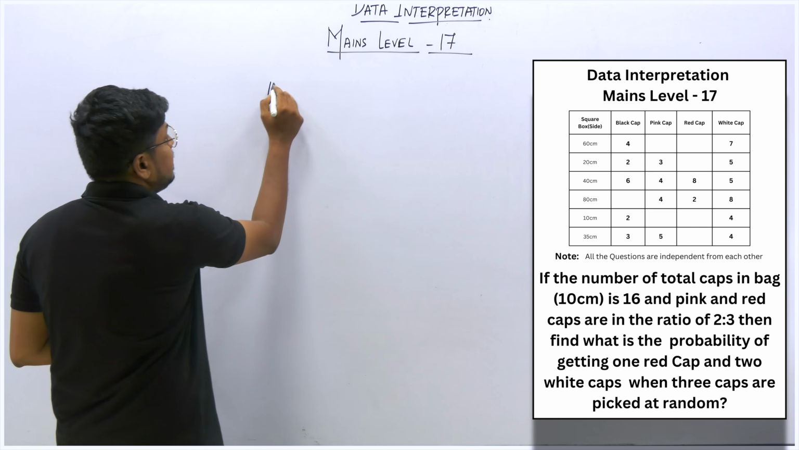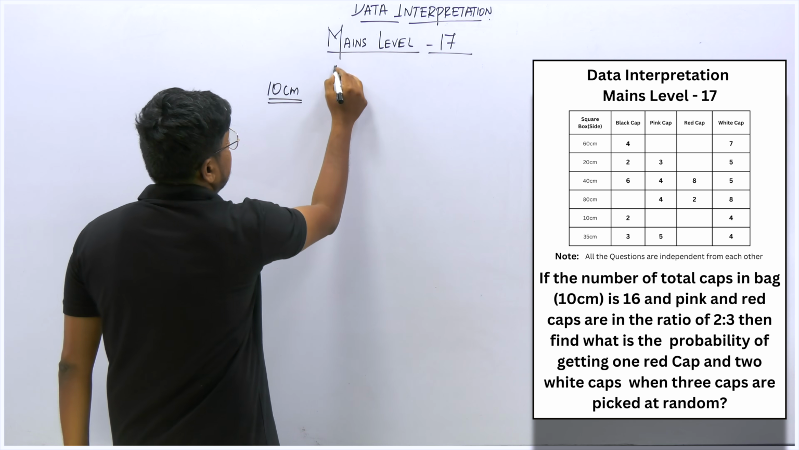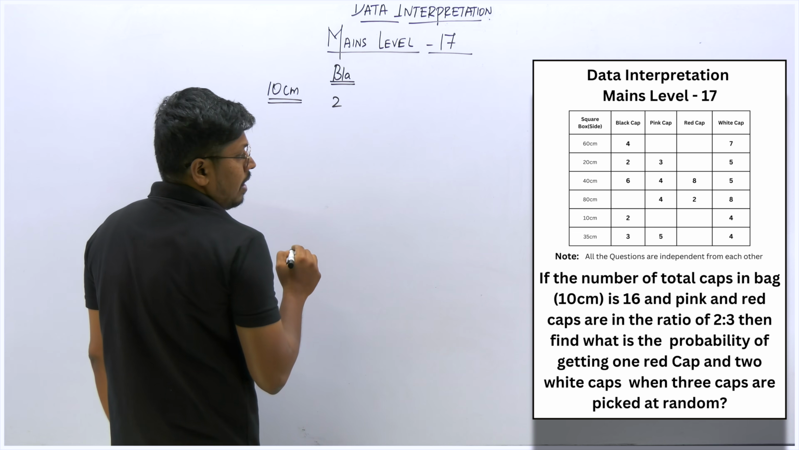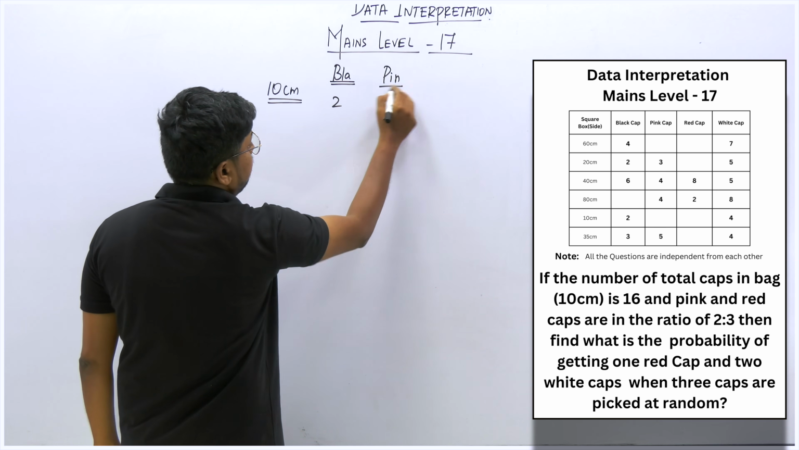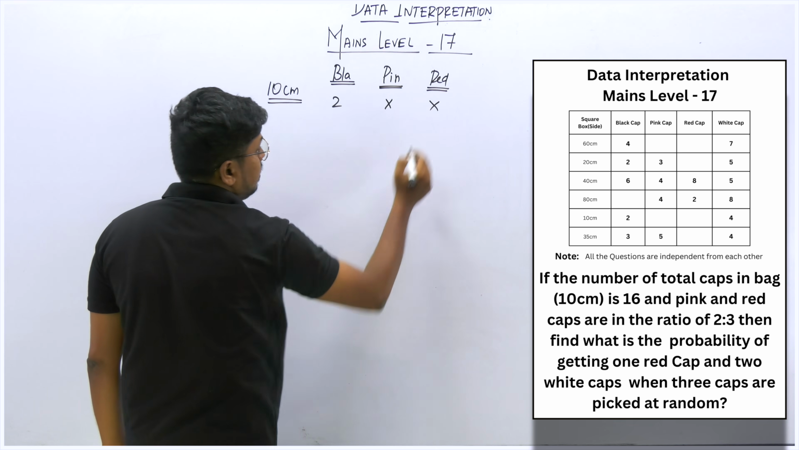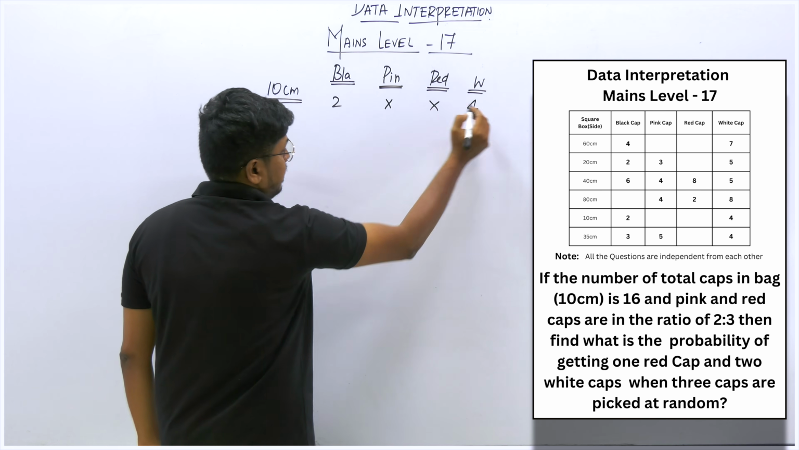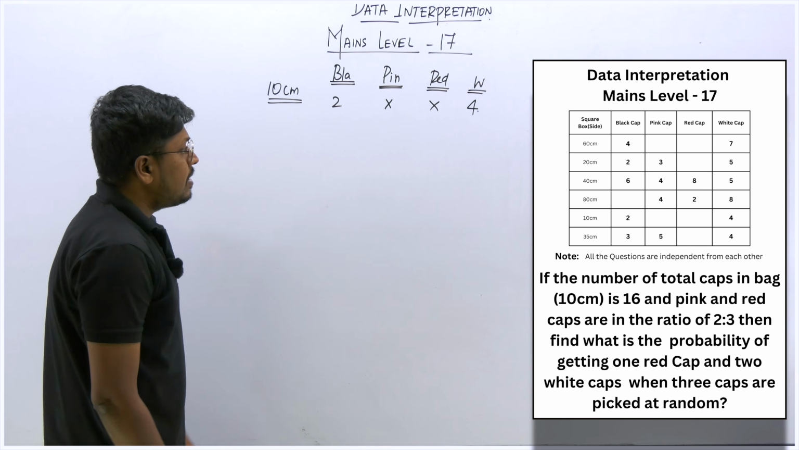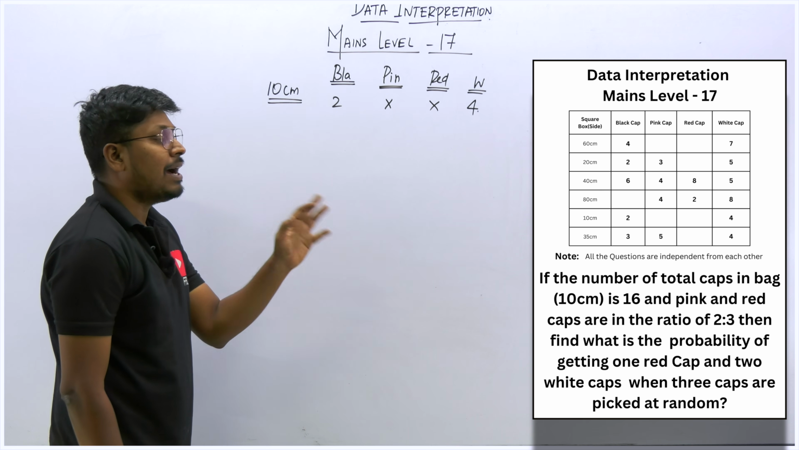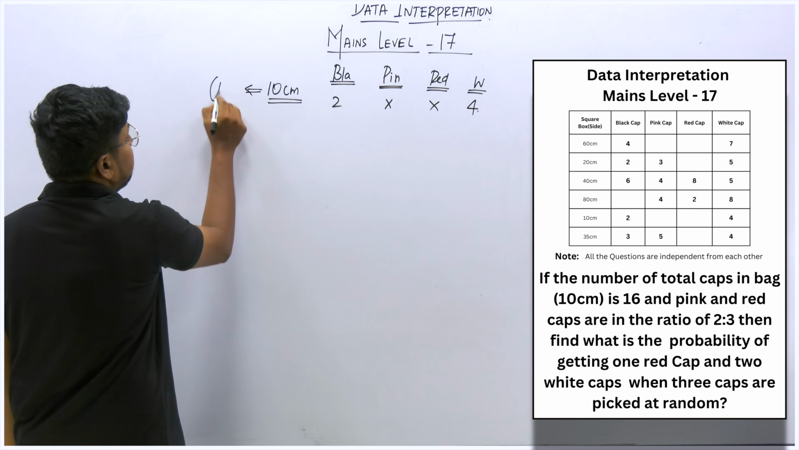So the bag of 10 centimeter contains black color, which is 2 caps, and then pink, the value is missing, as well as red value is missing, and the last will be white color, which has 4 caps. So these are the values they have given. And what they have said in the initial part of the question is that the total caps inside the bag of 10 centimeter is 16.